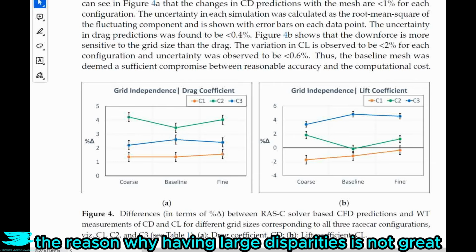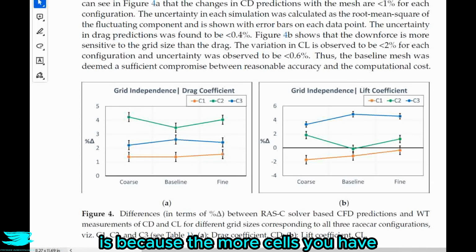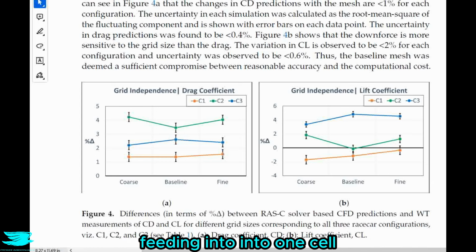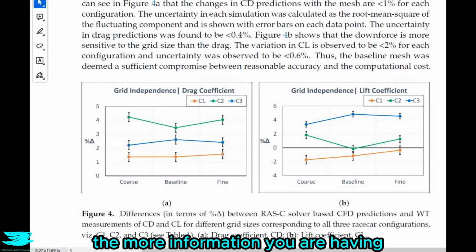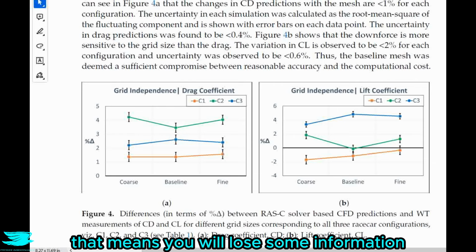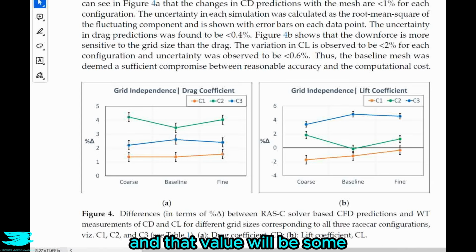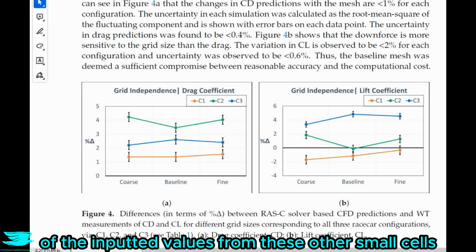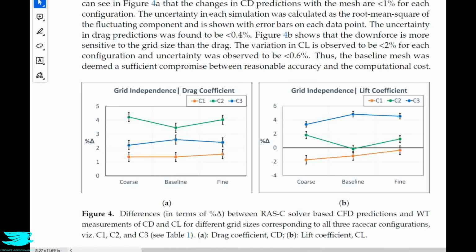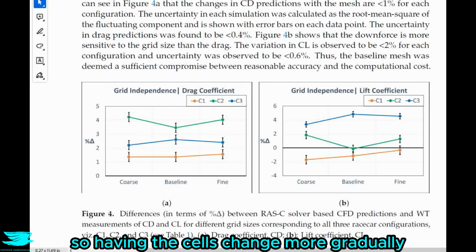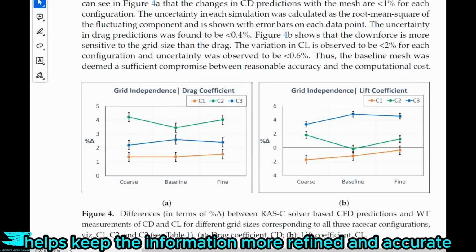And the reason why having large disparities is not great is because the more cells you have feeding into one cell, the more information you're having feeding into one cell from many cells. That means you will lose some information because the biggest cell can only have one value, and that value will be some mix of the inputted values from these other smaller cells. So having the cells change more gradually helps keep the information more refined and accurate.